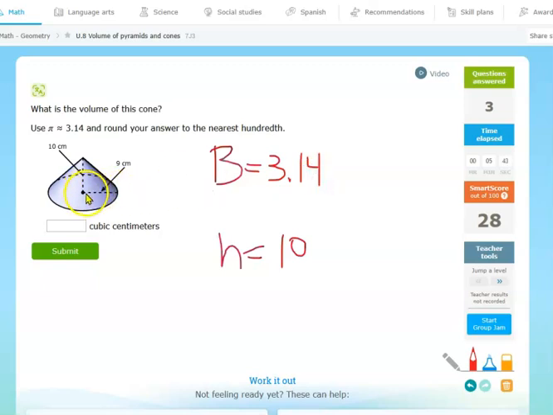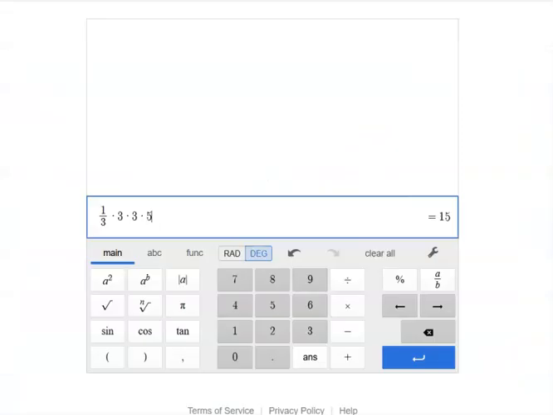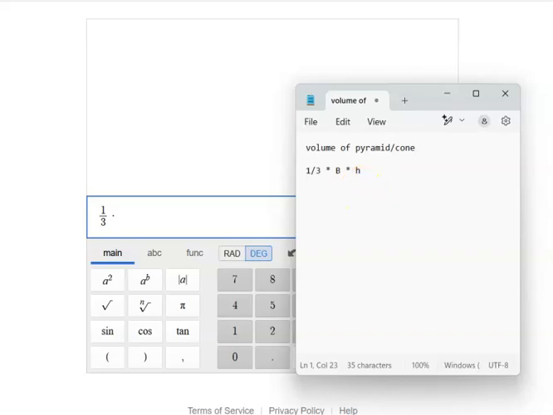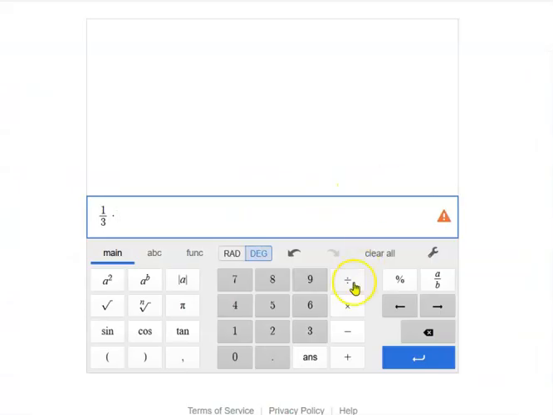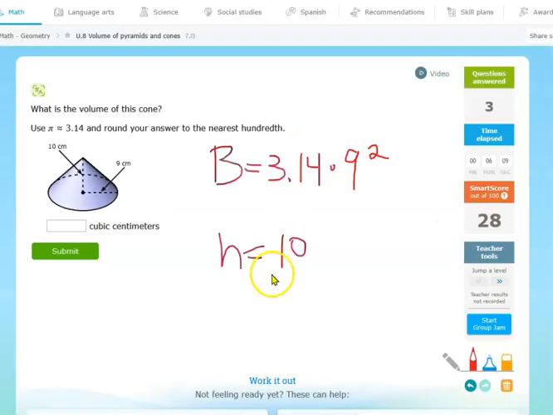My radius is 9, and this is good. They didn't give us the diameter, they just gave us the radius. So that'll be 3.14 times 9 squared. Okay, back over here, delete everything but the 1/3 times. 1/3 times the area of the base times the height. Okay, area of the base, 3.14 times 9 squared, times the height, which is 10.